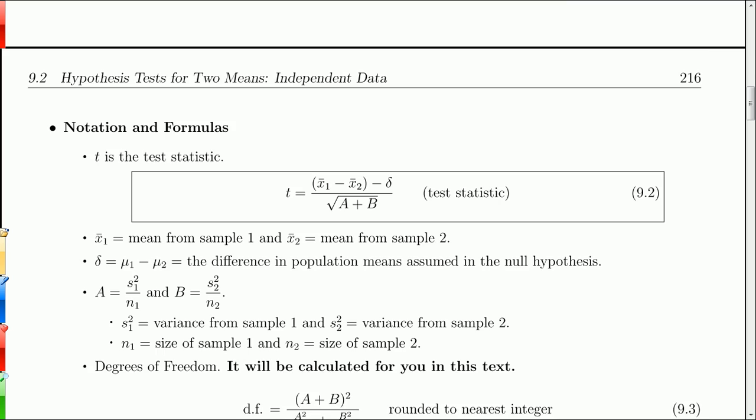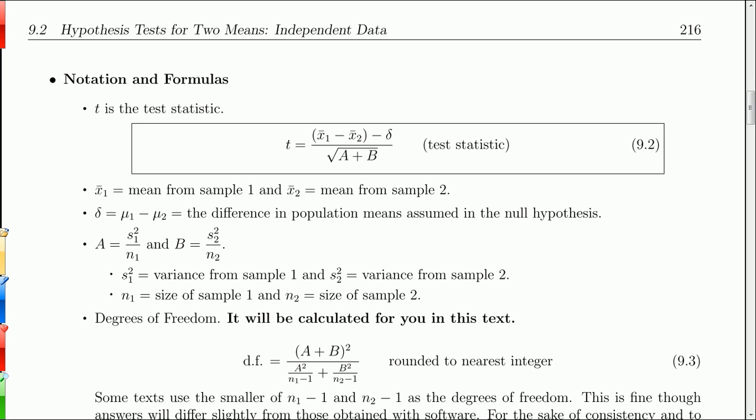Now, notation and form. This is where things get a little ugly, especially if you're not using software. I will give you a lot of this information. Specifically, I'll give you the degrees of freedom. But let's take a look at our test statistic. It's right here. So we're going to look at our test statistic.